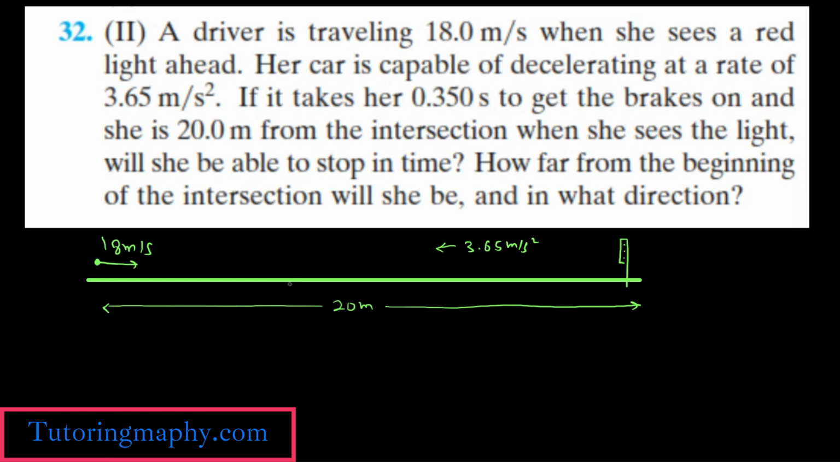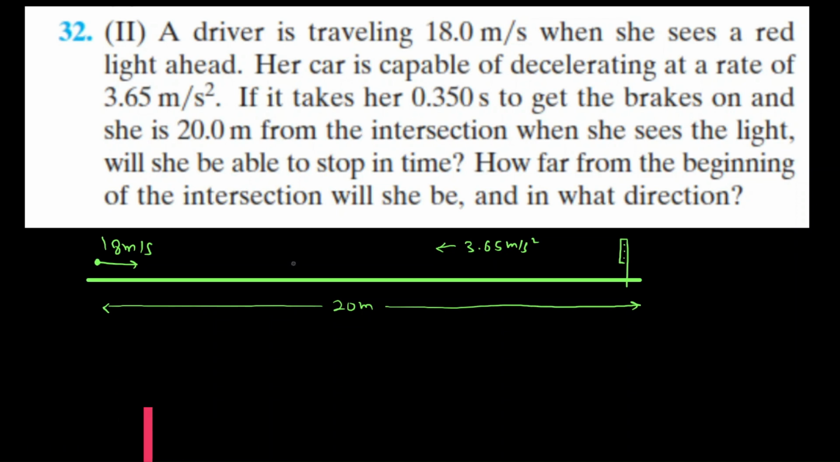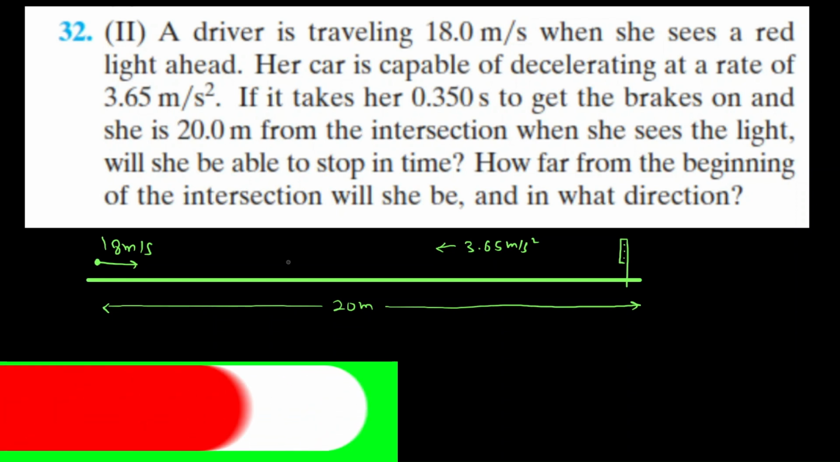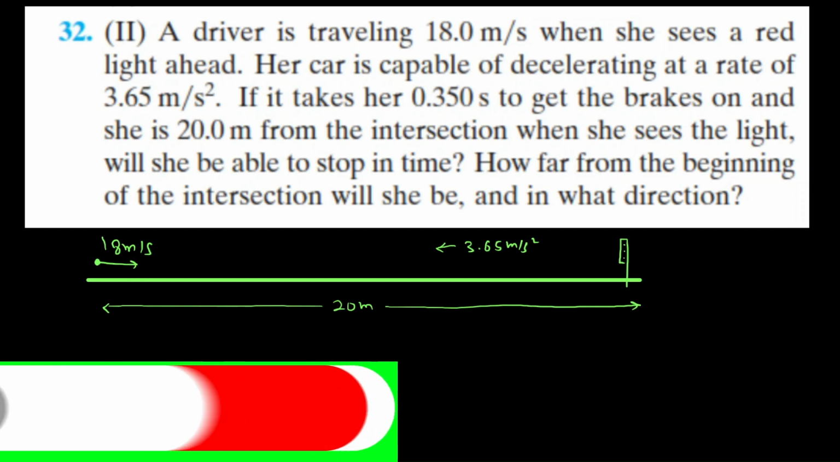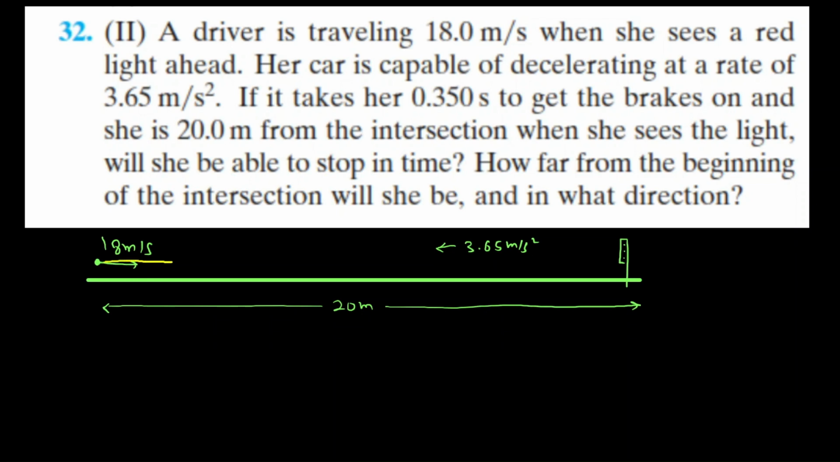But if it takes her 0.35 seconds just to apply the brakes, what does that mean? That's additional time during which she's still going 18 meters per second. This is called reaction time. Obviously, as soon as you see the red light, your mind has to process it and send a signal to your feet to apply the brakes. That takes 350 milliseconds. In those 350 milliseconds, she's still traveling at 18 meters per second in the same direction.